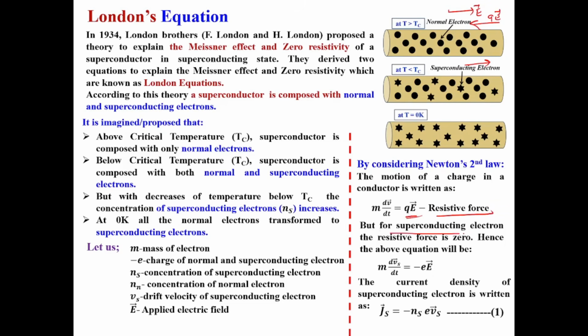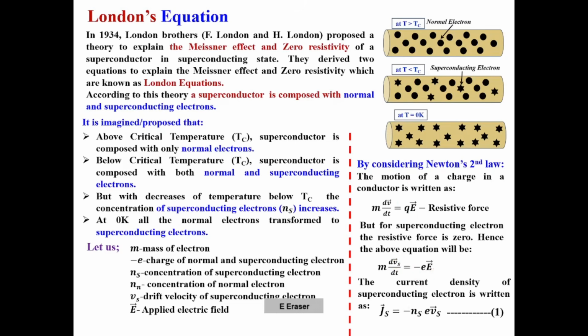Okay, but if we consider a superconductor in the superconducting state, then the superconducting electron cannot feel or perceive any type of resistive force. So the resistive force for this case will be 0. That means this part will be 0. Then how will this equation look? m dVs by dt, where Vs stands for the drift velocity of superconducting electrons. m times the rate of change of the superconducting drift velocity equals this force. Q is the charge, so for the electron it will be minus e times the E vector.